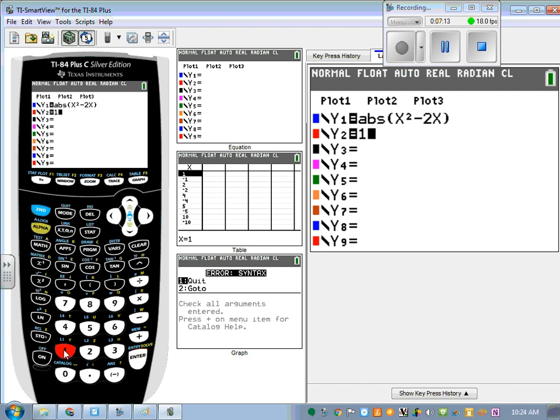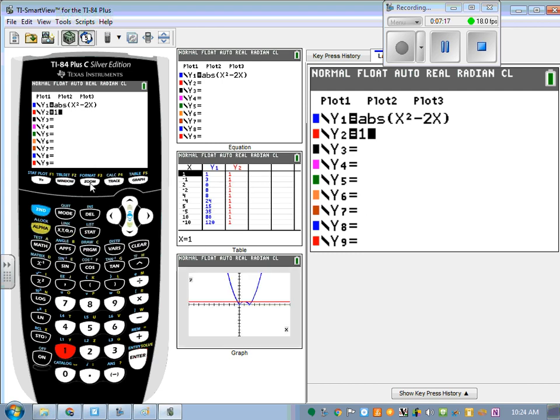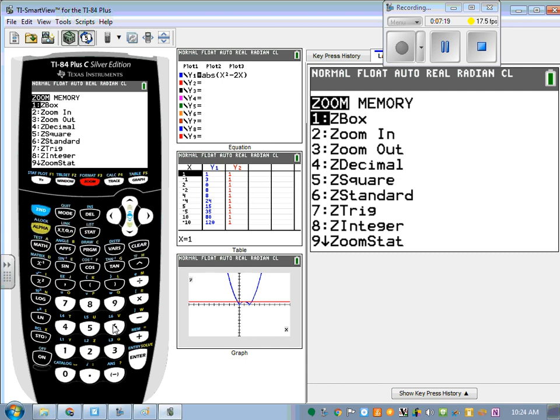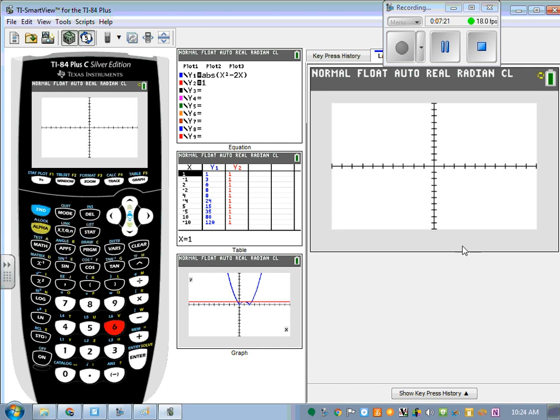Just to make sure we're all looking at the same thing, I'm going to go to my default zoom, which is zoom standard. And then it produces this graph for us. So the blue graph is the absolute value of x squared minus 2x, and then the red line is y equals positive 1. Now, it's not very easy to see what's happening here.